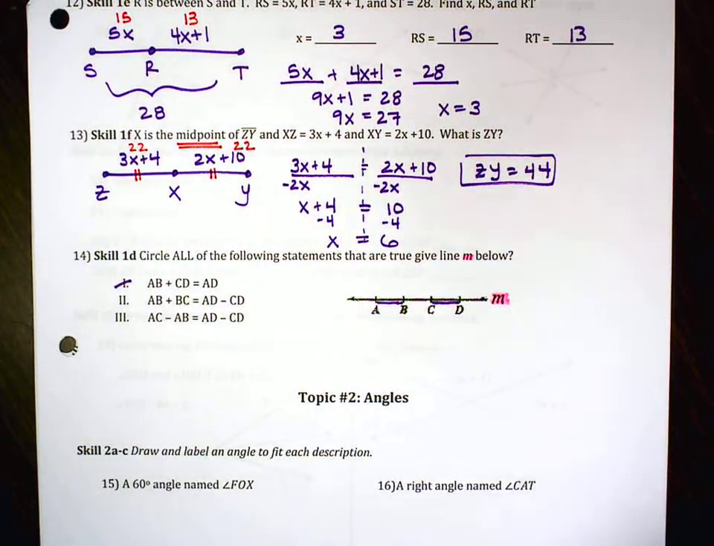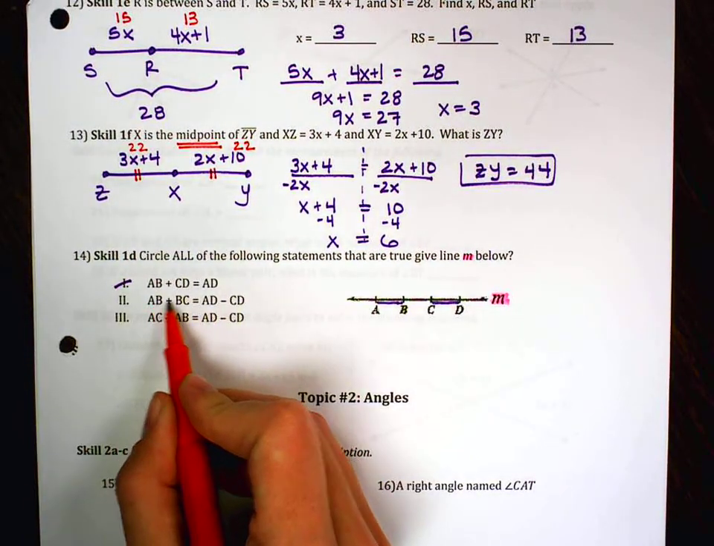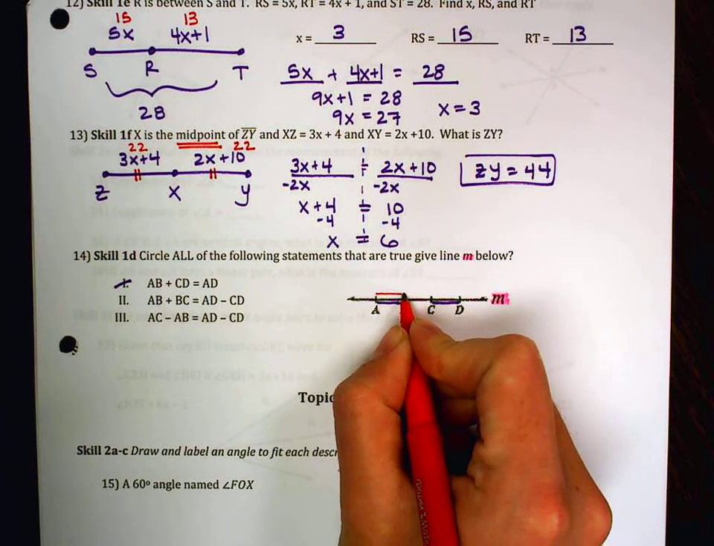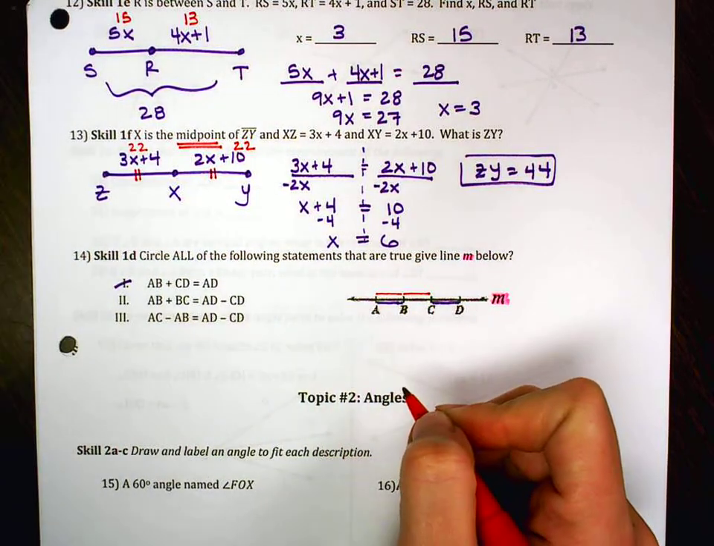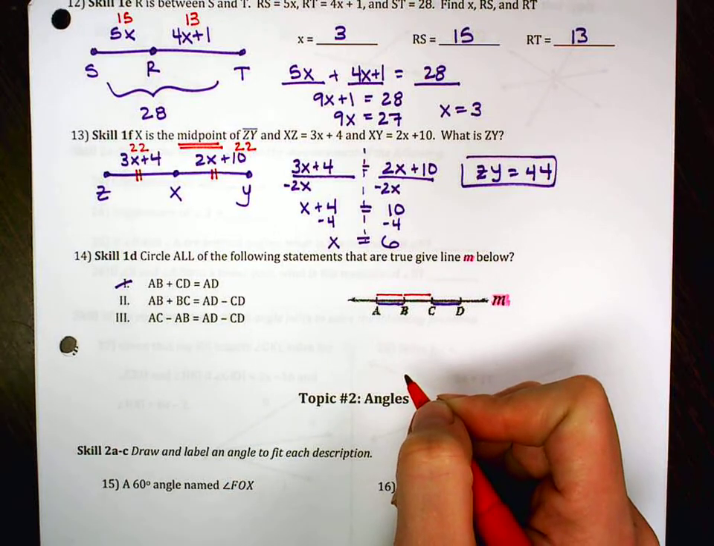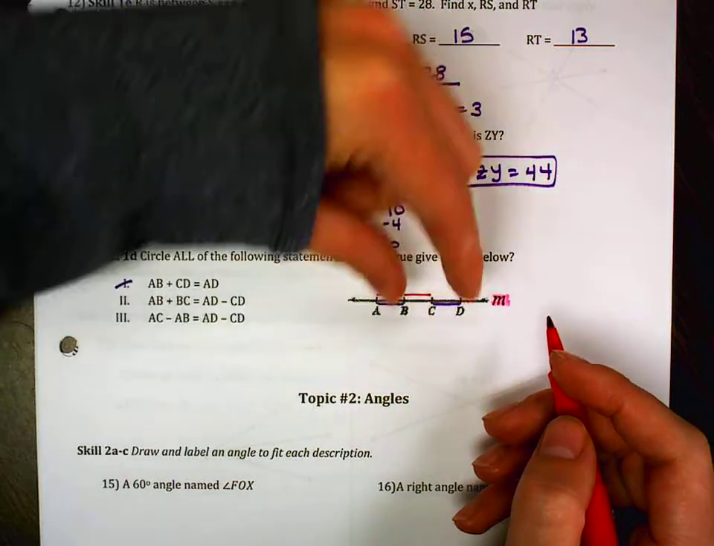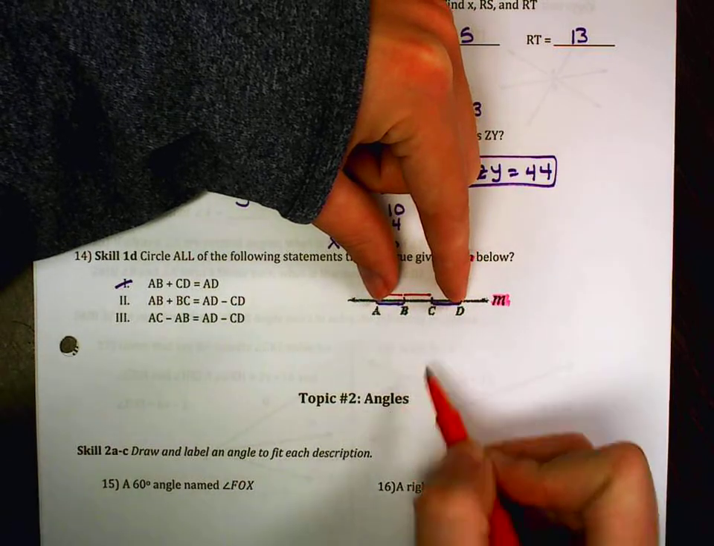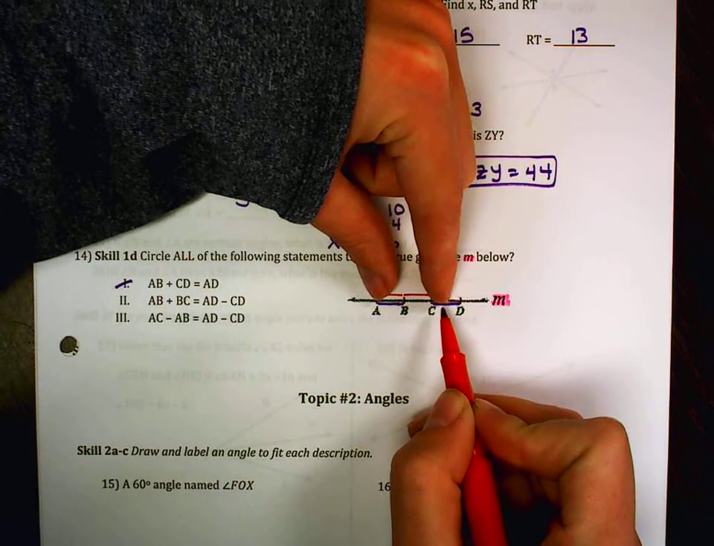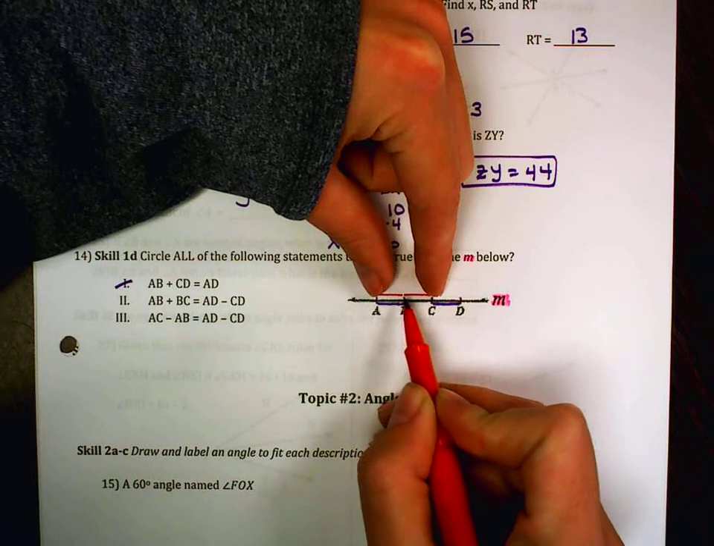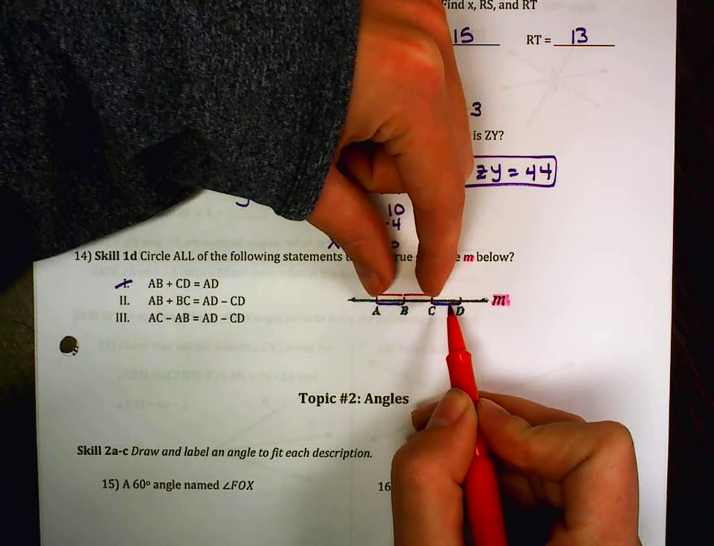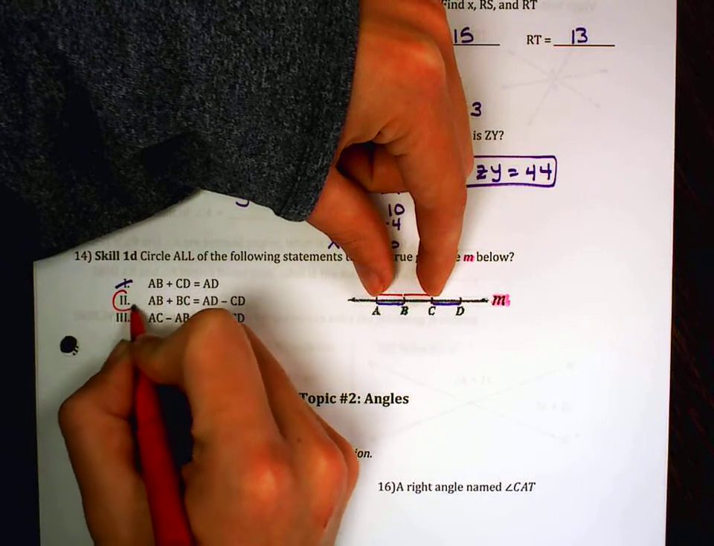Now I'm going to use my red. This says that AB plus BC, so here's AB, here's BC. So AB plus BC is equal to the whole thing, AD, minus CD. So we're taking this away. So AD minus CD. Well, AB plus BC, this red section, is the same as AD minus CD. So this one's true. Okay.